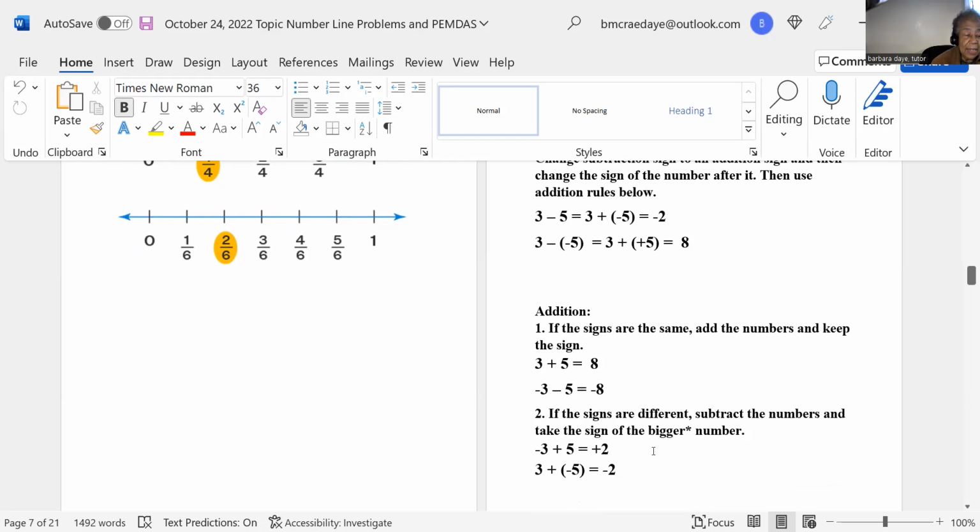And the sign is that of the number that has the bigger absolute value. So the 5 has the biggest absolute value. So that's why minus 3 plus 5 is a plus 2. Whereas if you were adding a negative 5, you subtract 3 from 5, which is 2. But now your sign is negative because your bigger number has a negative.